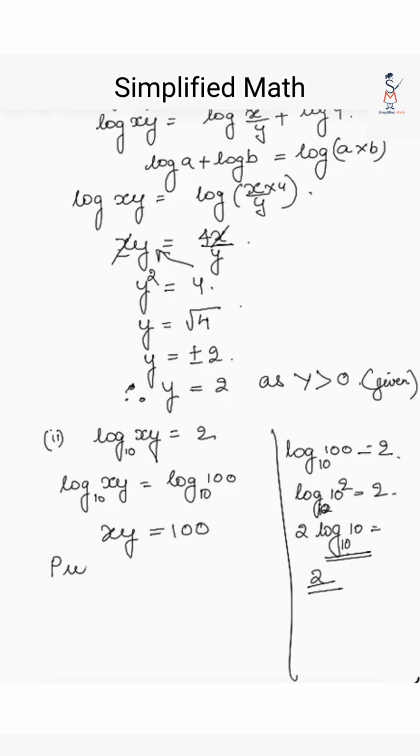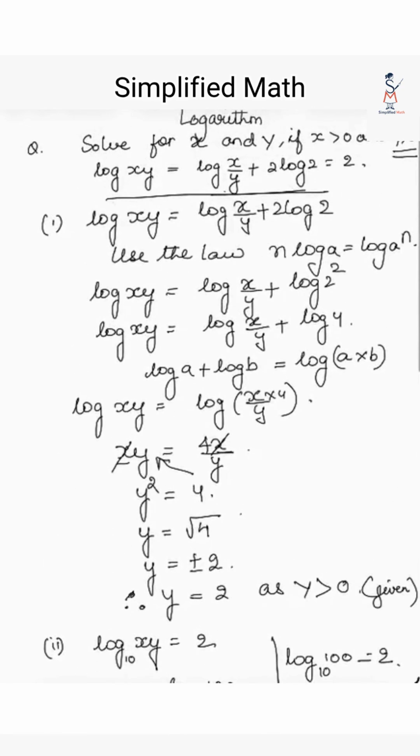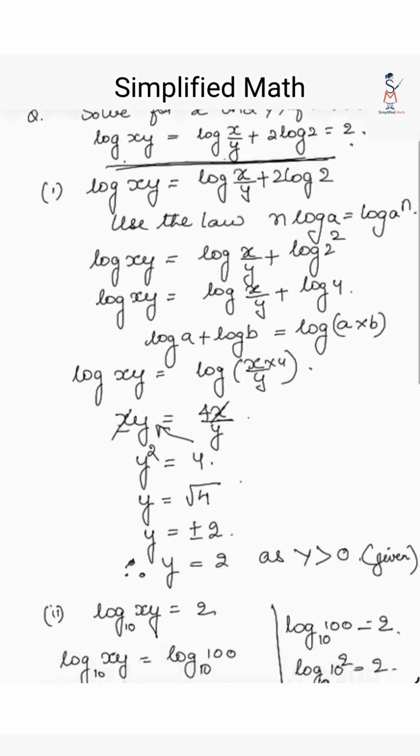Now putting the value of y in xy is equal to 100. What we got? X into 2 is equal to 100. So x is 100 divided by 2, that is 50. Here I have taken first these two equations and then log xy is equal to 2. Fine. And then I got the value of x.